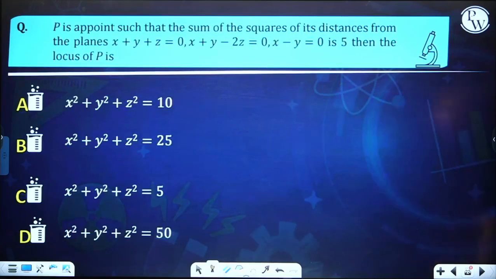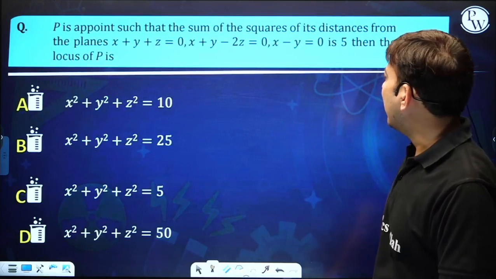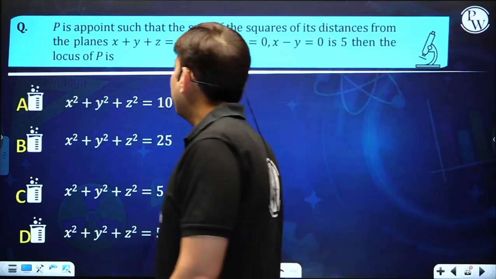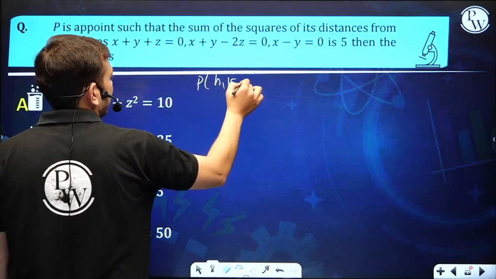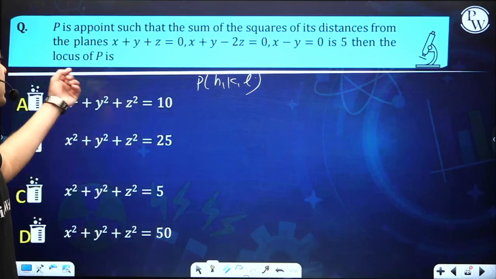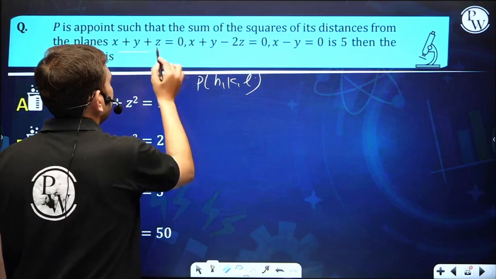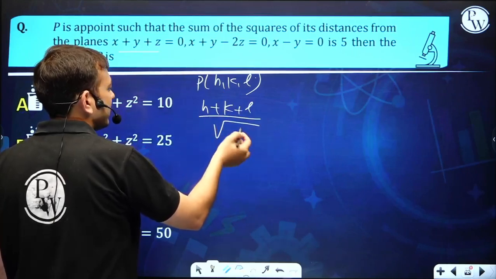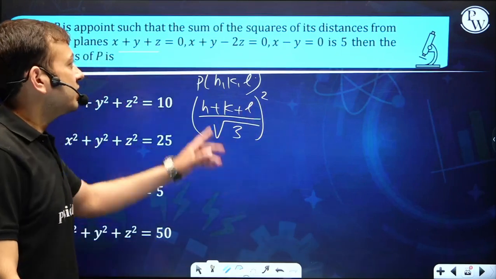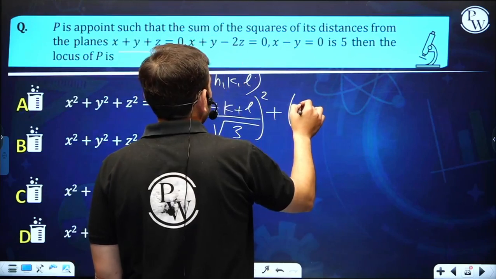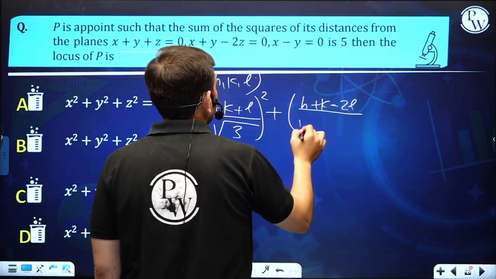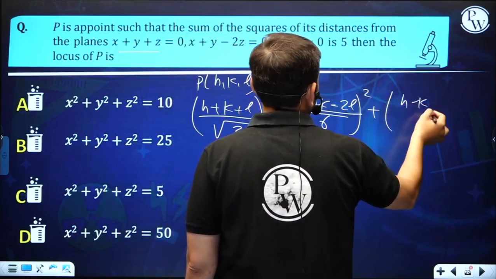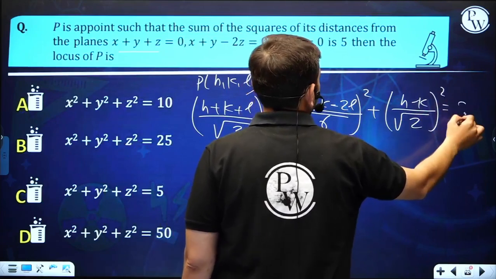Okay, moving on. P is a point such that the sum of the squares of distances from the planes, this, this and this, is 5. Then find the locus of P. Let P be (h, k, l). Now the sum of the squares of its distances from the planes: the distance from this plane will be (h + k + l) over root 3, squared, since they are saying sum of the squares. Plus, similarly here, (h + k − 2l) over root of 1 + 1 + 4, which is root 6, and the last one, (h − k) over root 2, equals 5, they are saying.